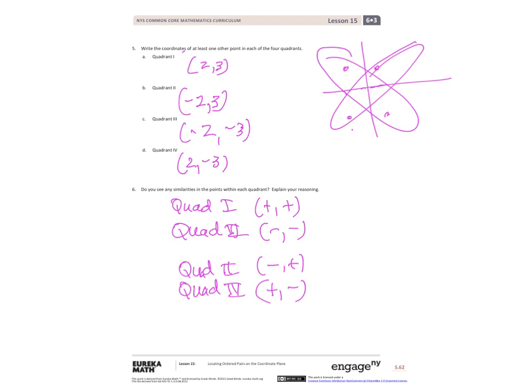So I think that covers our lesson, and then you're ready to work on your problem set and your exit ticket. Yeehaw.